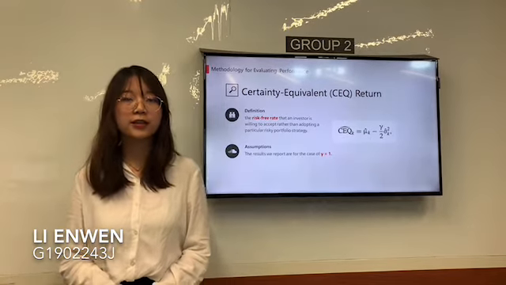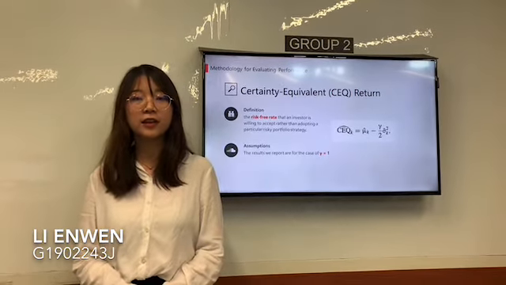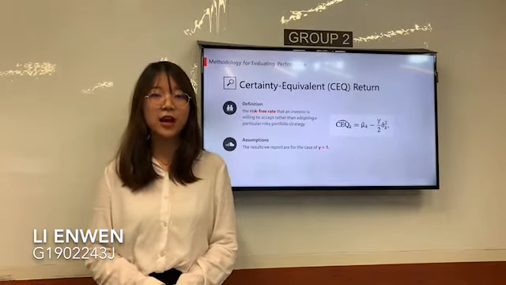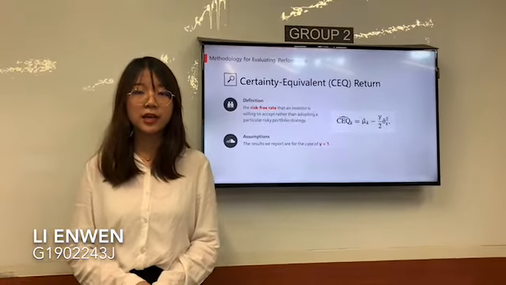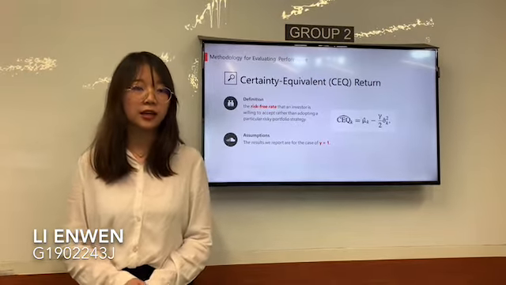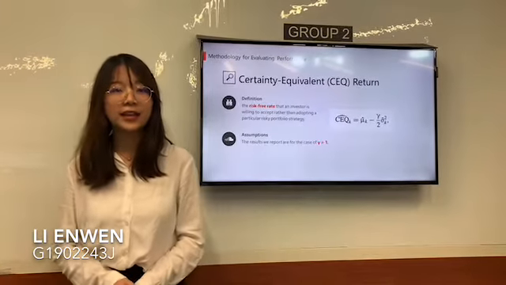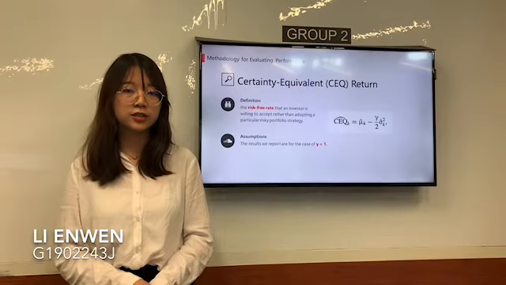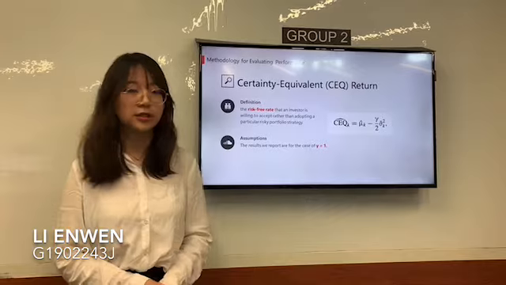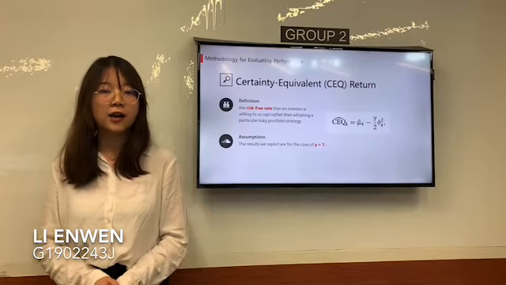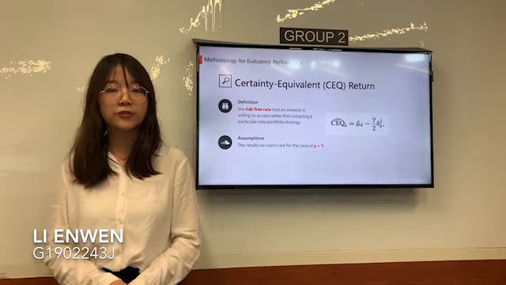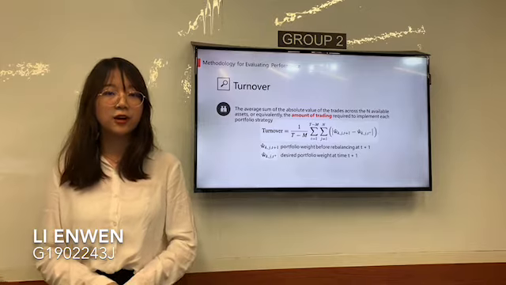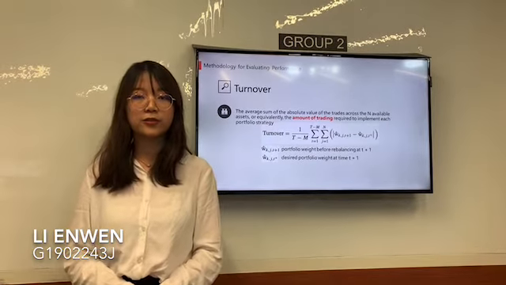Then we also calculate the certainty equivalent return, and the definition of CEQ is the risk-free rate that an investor is willing to accept rather than adopting a particular risky portfolio strategy. In this equation, mu k and sigma k are the mean and variance of out-of-sample excess returns for strategy k, and gamma is the risk aversion. In our paper, the results we report are for the case of gamma equals 1.